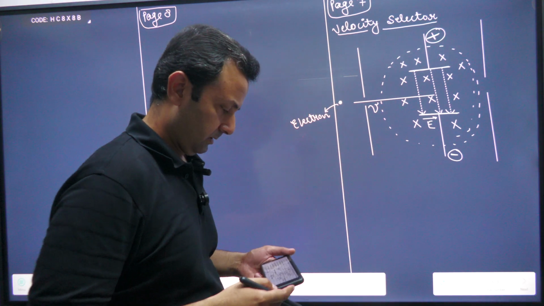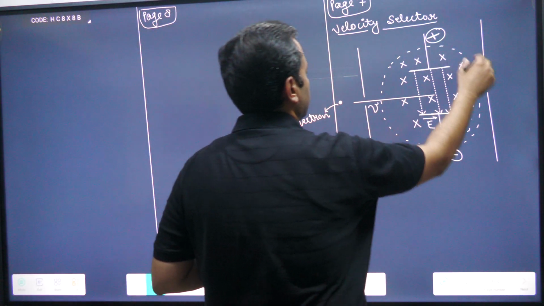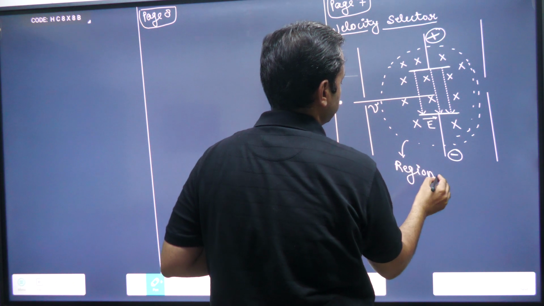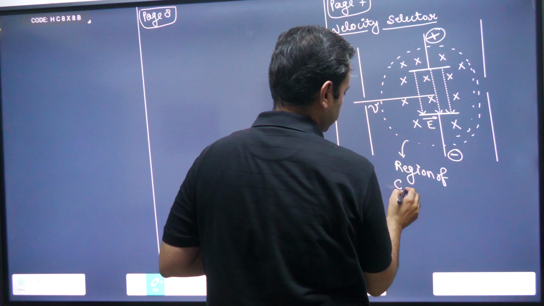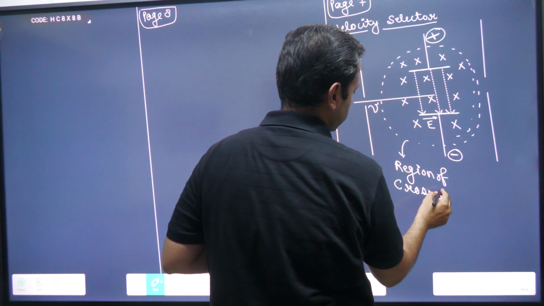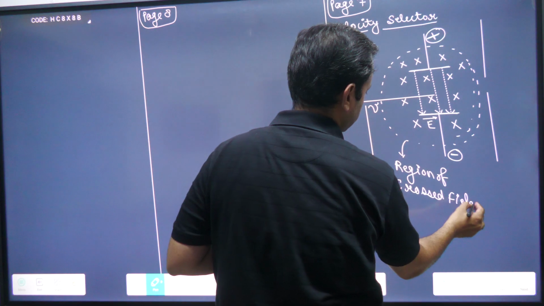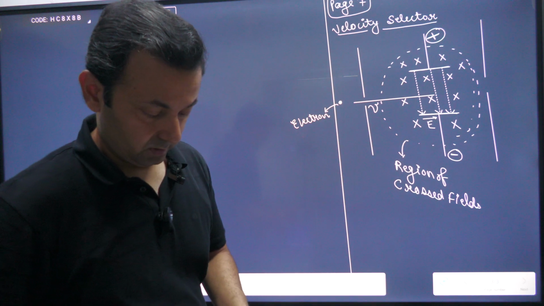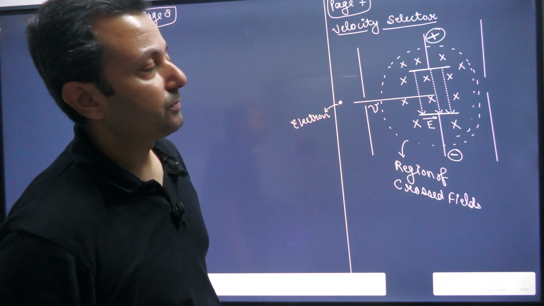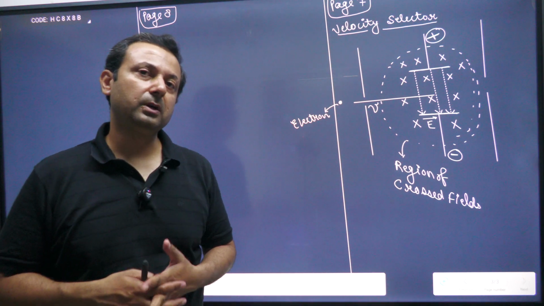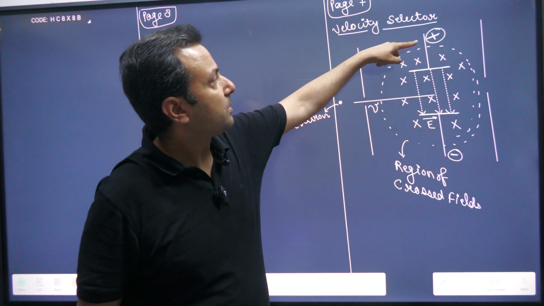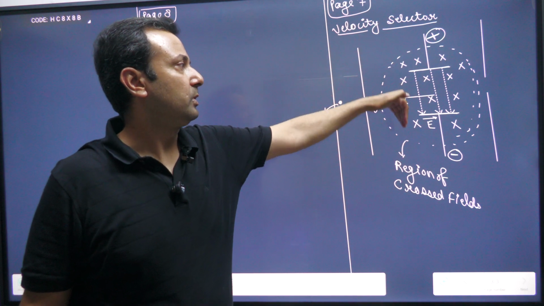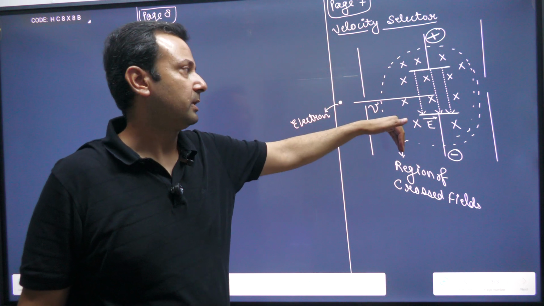Velocity v. And this circle which I have drawn here is the region of crossed fields. Crossed fields means the fields which are perpendicular to each other. So the electric field is from the positive terminal to the negative terminal, so the direction of the electric field is from up to down. It is in the downward direction.